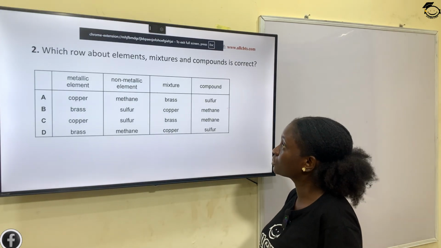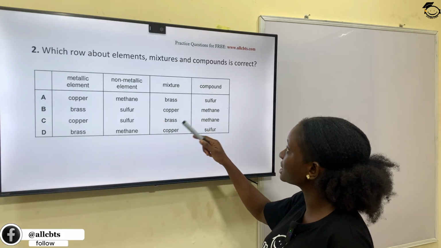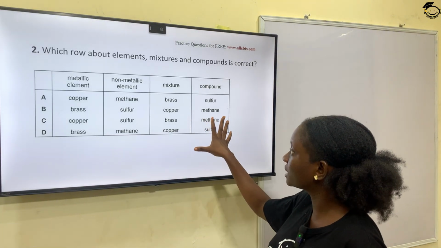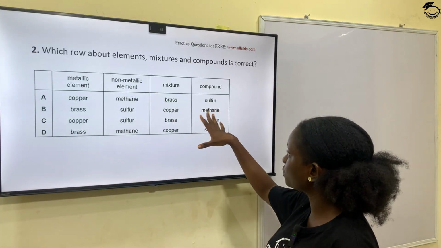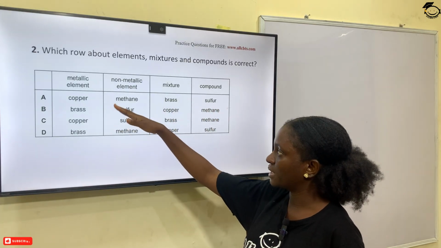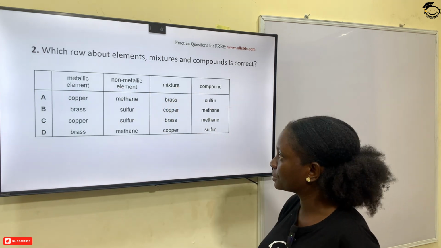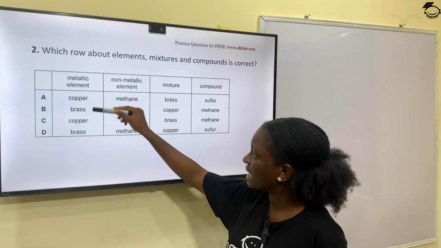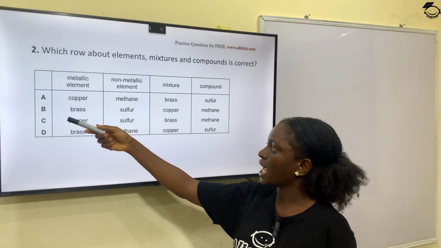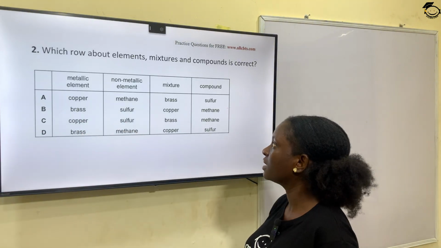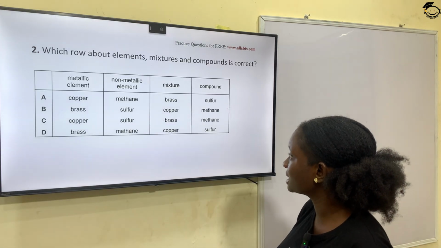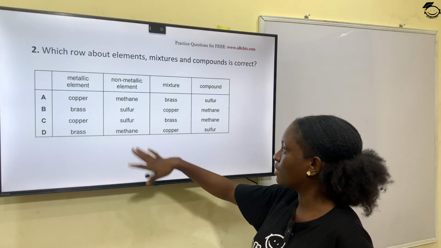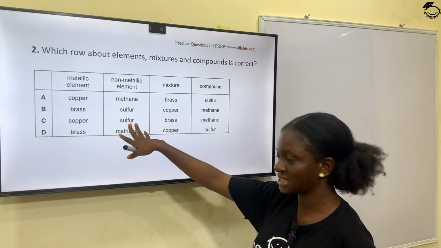Next question, question 2. Which row about elements, mixtures, and compounds is correct? So in this table, which of the rows is correct? Which option matches correctly with the headings of the table? For metallic elements, the only metallic element here is copper. So we have option A and option C with copper. For non-metallic elements, the only non-metallic element here is sulfur. So we have option B and C here.